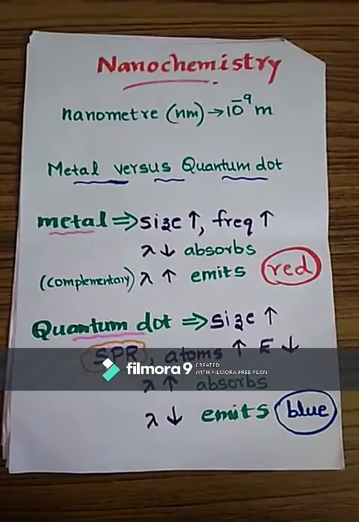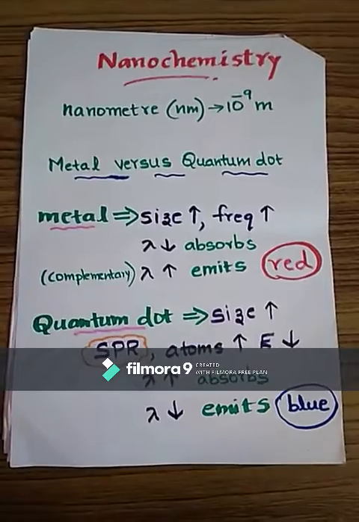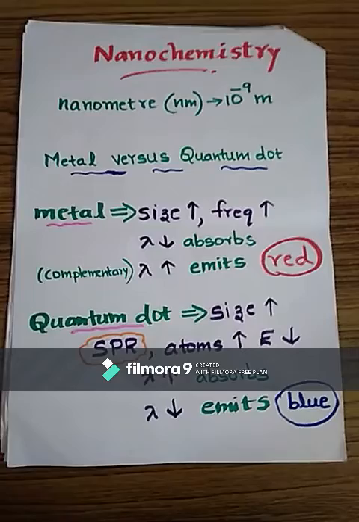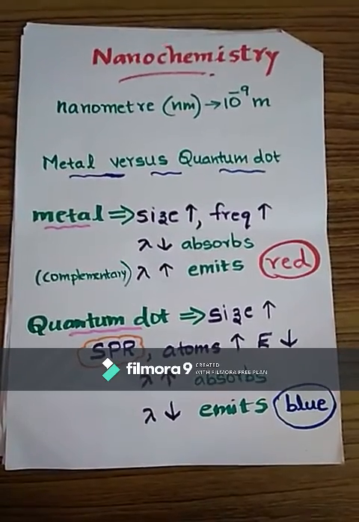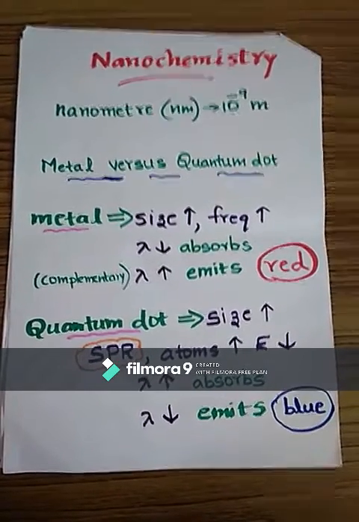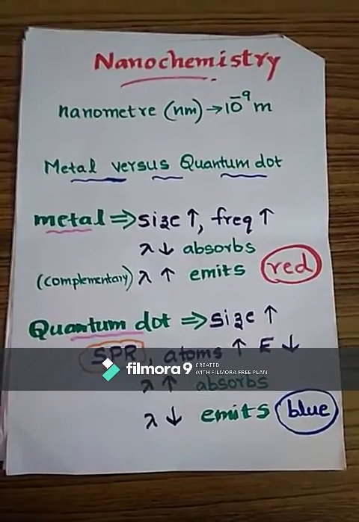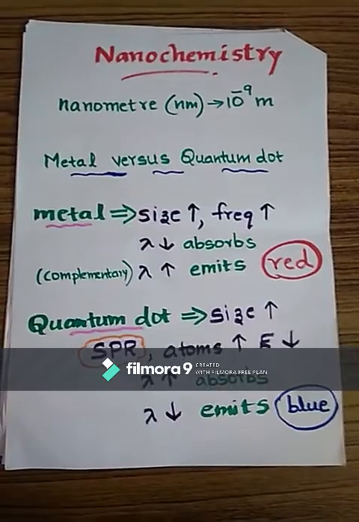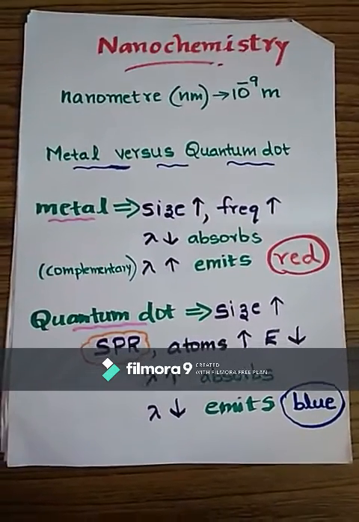Now, what do you mean by nanometer? We all know it is 10 raised to minus 9 meter. The objects that we see around are at the macro level. Some of them are at the micro level, and nanometer size particles are very rare to be seen.